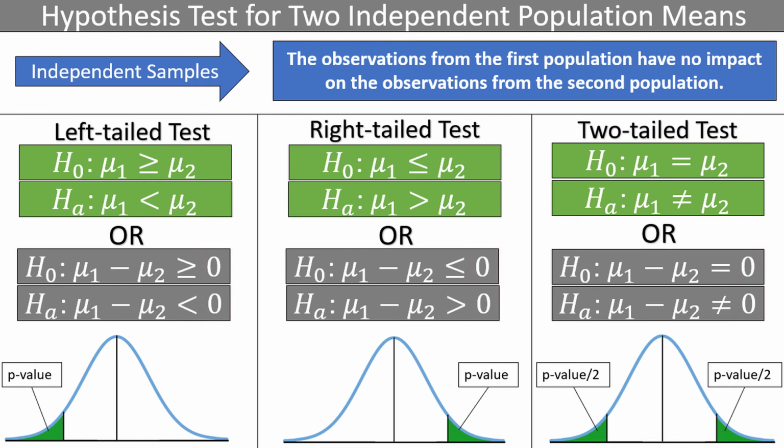For example, maybe instead of just thinking that there is a difference between mean 1 and mean 2, we think that mean 1 is larger than mean 2 by at least 10 units. Then we might use this setup for the hypotheses and replace the 0 with a 10. For our purposes, we will be using the first form of the hypotheses, and will always assume that the hypothesized difference is equal to 0.